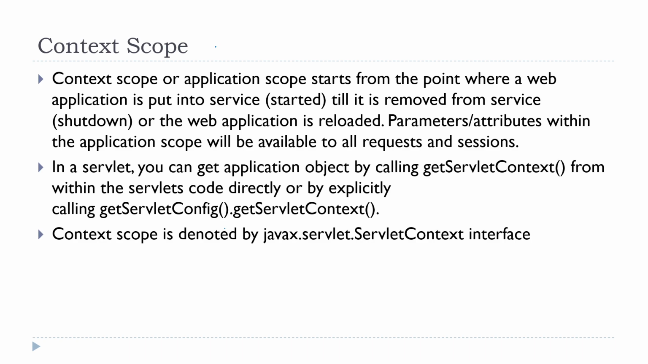To get the context, we will use the getServletContext method, or we can also explicitly call the getServletConfig().getServletContext method. It is denoted by an object of the javax.servlet.ServletContext interface. We have already seen the context interface in the previous video, wherein we were taking the context init parameters from the context object. So this is the same context.